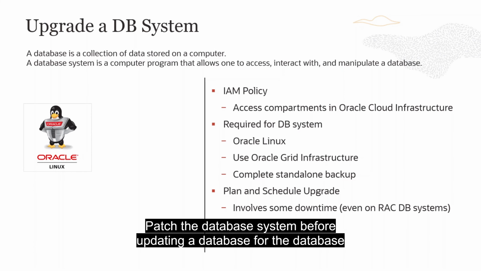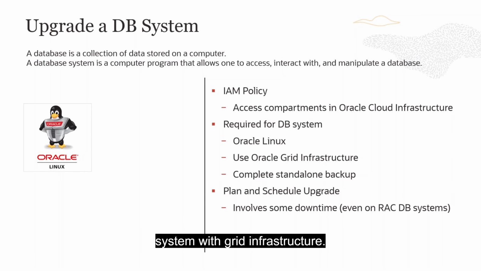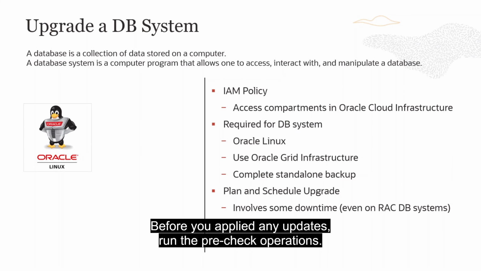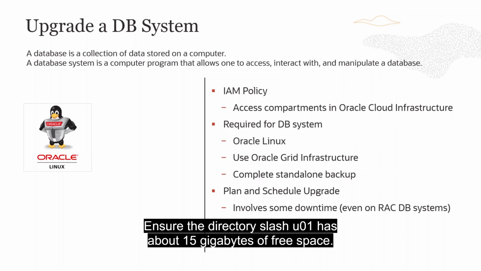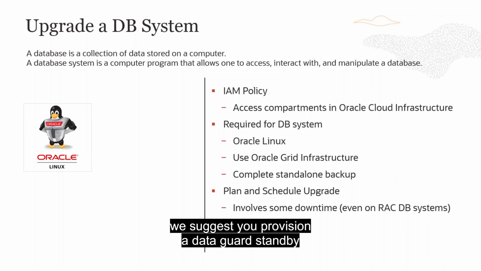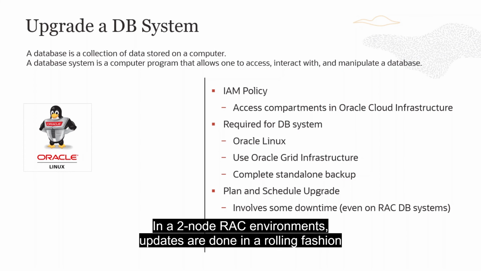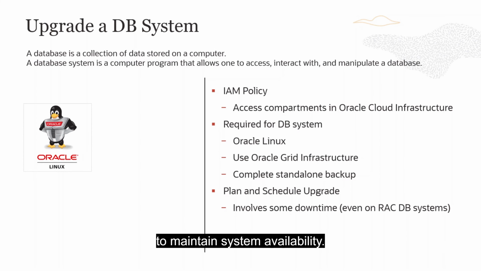Patch the database system before updating a database for the database system with grid infrastructure. Before you apply any updates, run the pre-check operations. Ensure all the servers and the database instances are all up and running. Ensure the directory /u01 has about 15 gigabytes of free space. For a single instance database environment, we suggest you provision a Data Guard standby and update it first to maintain your system availability. In a two-node RAC environment, updates are done in a rolling fashion to maintain system availability.